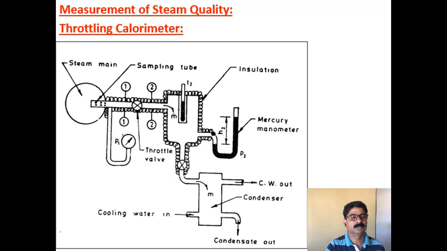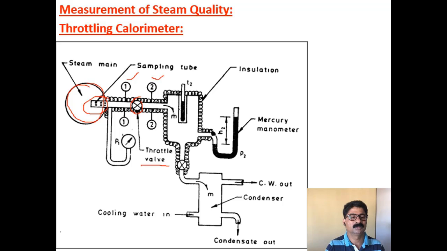Here, this is the steam main from where the sample has to be drawn using a sampling tube, and it is to be passed through a throttling valve. As the name implies, in the throttling calorimeter it is passed through a throttling valve where expansion takes place. After expansion, the pressure reduces and the steam becomes either dry or superheated. Generally, we prefer it to be superheated for better accuracy in measuring the dryness fraction of the steam. Now the state before throttling is considered as 1 and the state after throttling is considered as 2.